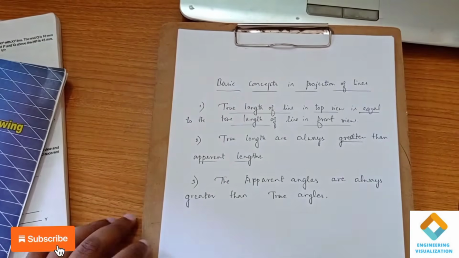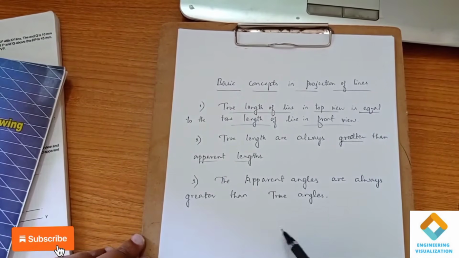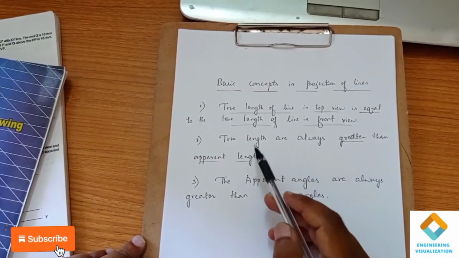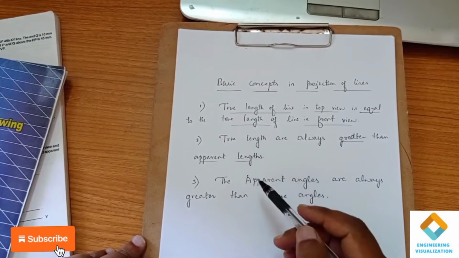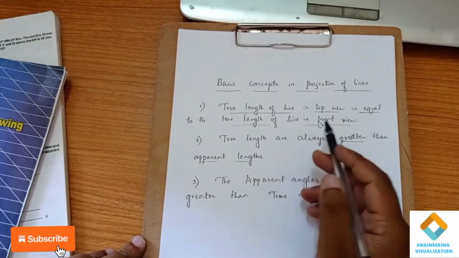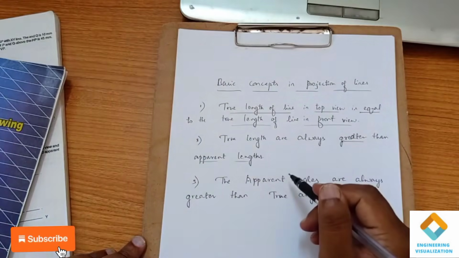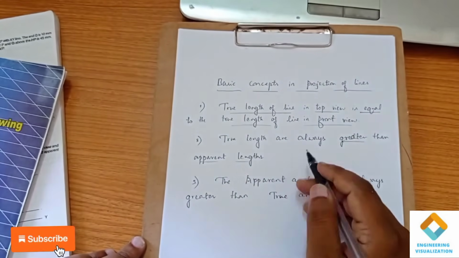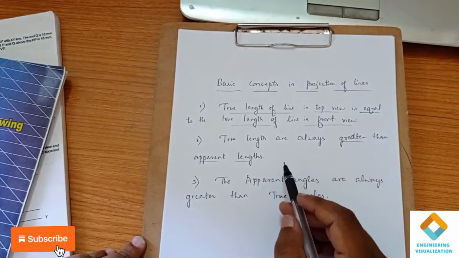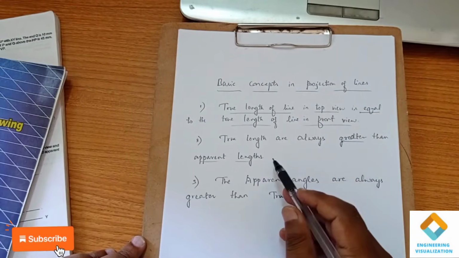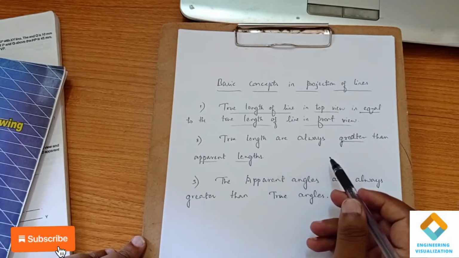Okay, we see some basic concepts in projection of lines. As we are solving the problem, we should make sure of these. The true length of the line in top view is exactly equal to the true length of the line in front view. That is the first concept. And the second concept is that the true length is always greater than the apparent length. So we remember it.